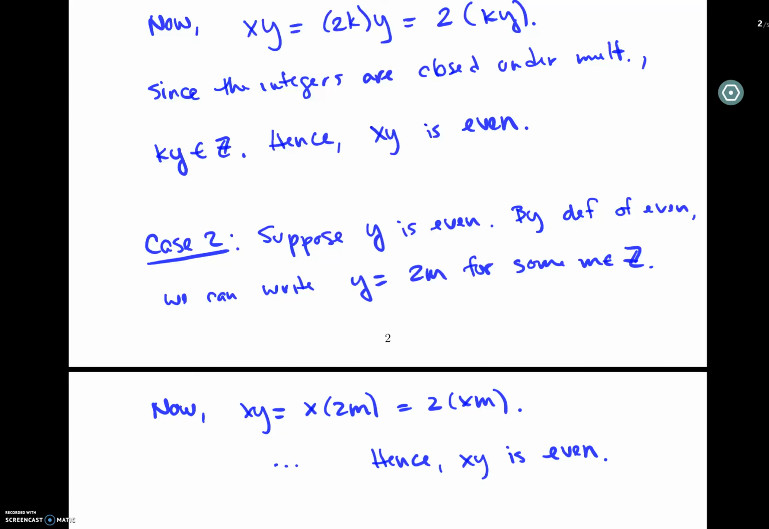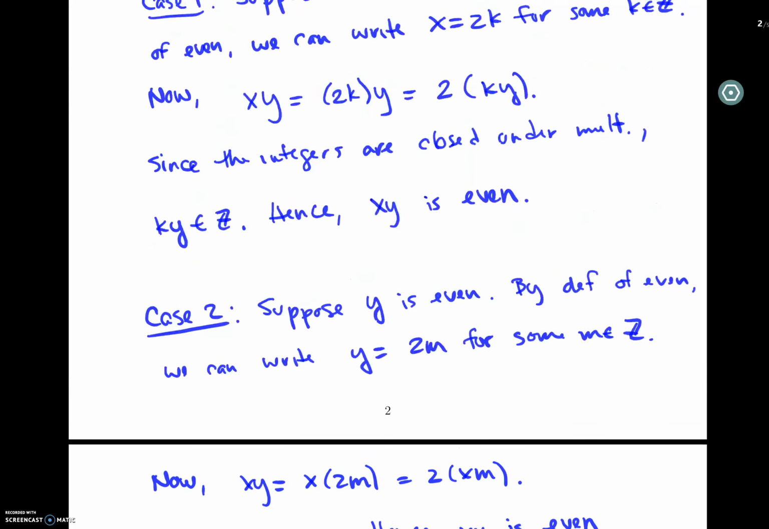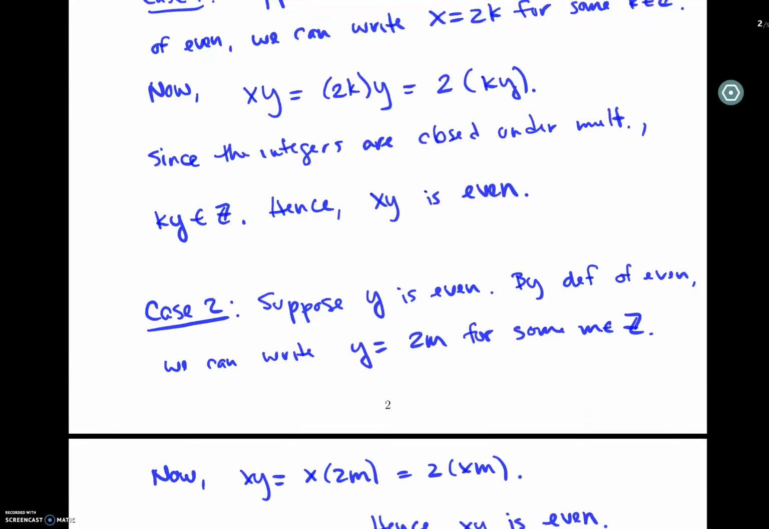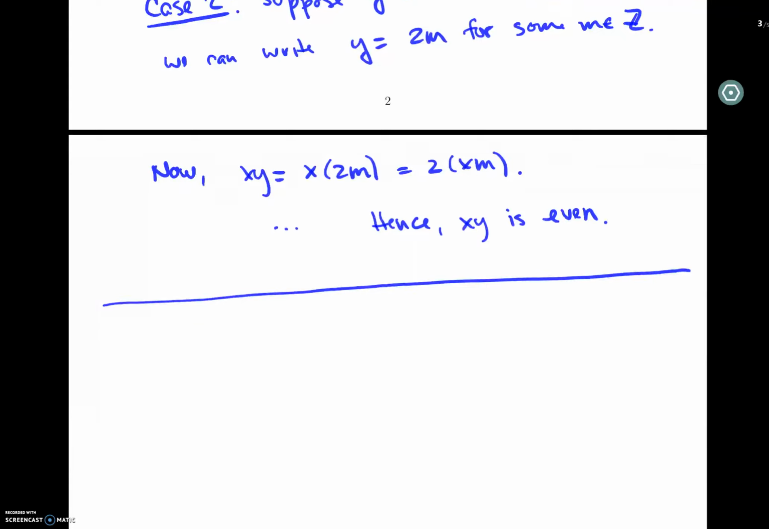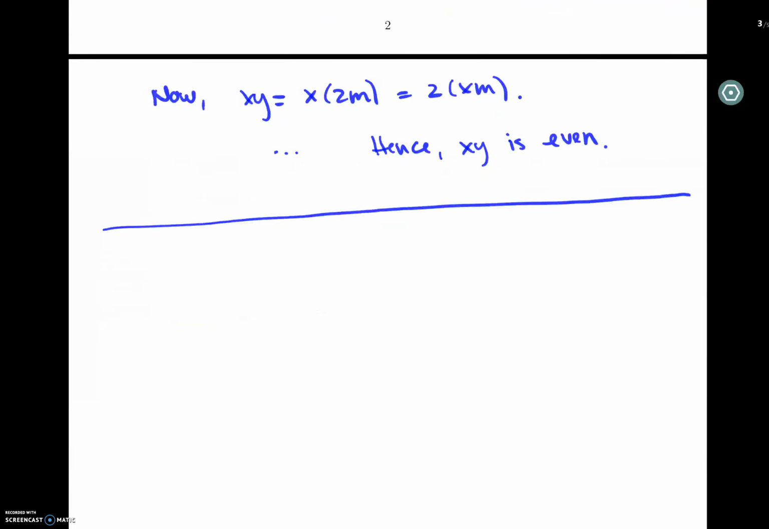Now, if you observe in these two cases, they're essentially the exact same thing. Whether x or y is even doesn't matter. It looks the same. So, one way that we can sometimes avoid writing out both cases that are identical, with the exception of the name of the variable that we're allowing to have that property, is instead to write the proof in this way.